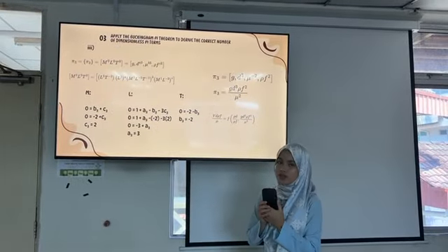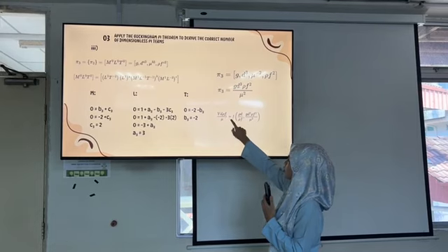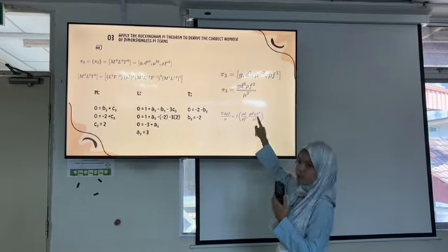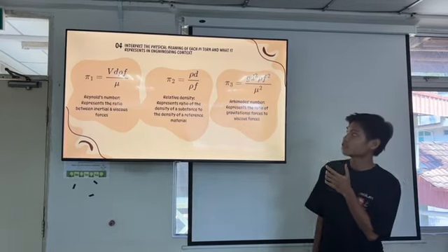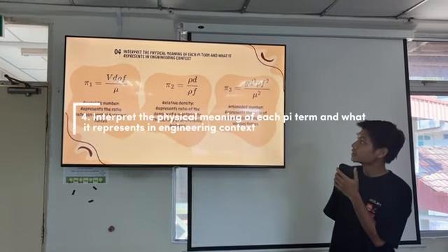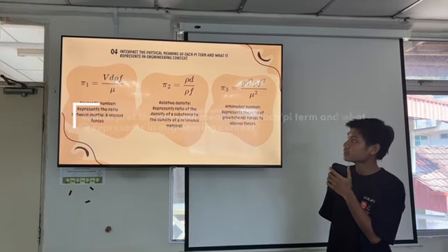So we substitute the values of pi 1, pi 2, and pi 3 into the formula: pi 1 equals a function of pi 2 and pi 3. Okay, so for the next slide, the instruction is for us to interpret the physical meaning of each pi term and what it represents in an engineering context.